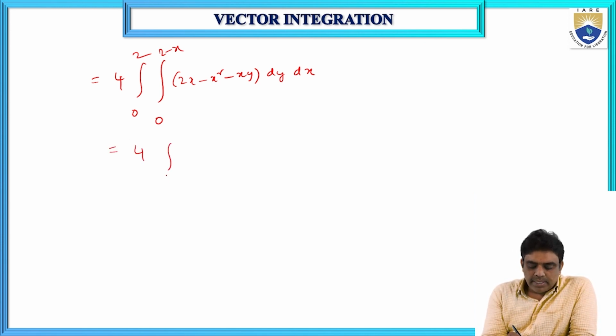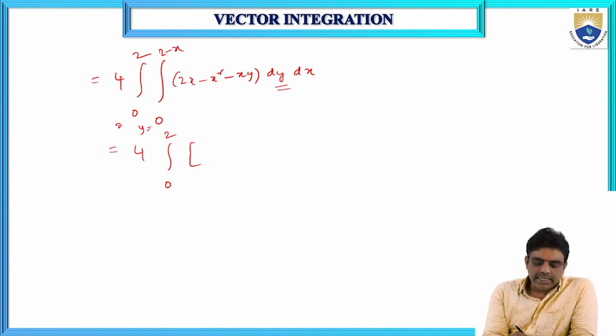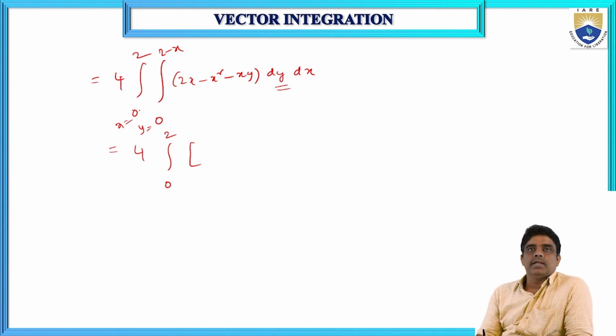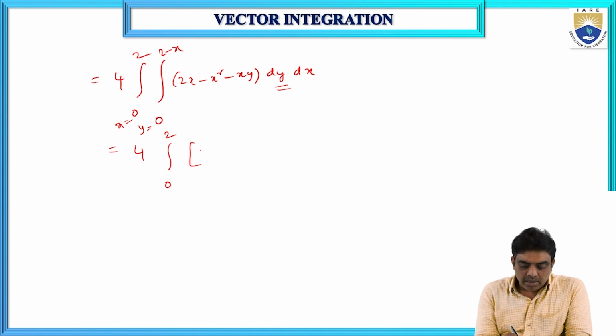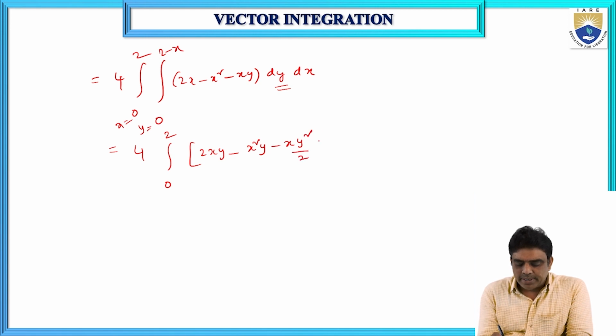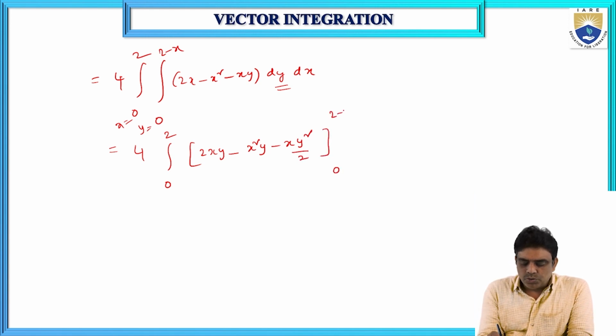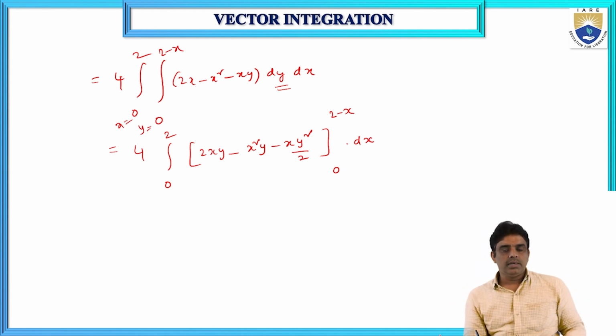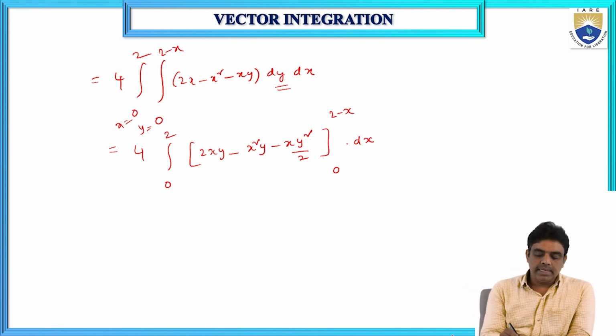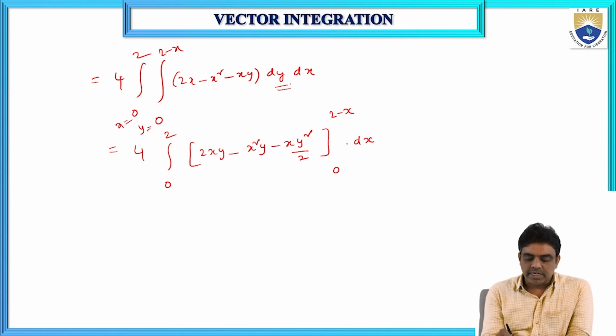So 4 into integral 0 to 2. Now on integrating with respect to y, because y is a single variable limit, we have to integrate as per order. We have to integrate the function then with respect to y. Then what is it? 2xy minus x square y minus xy square by 2. Limits are 0 to 2 minus x of dx. So now I have done the integration with respect to y. So now I substitute the limits.